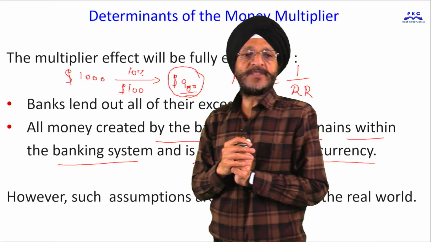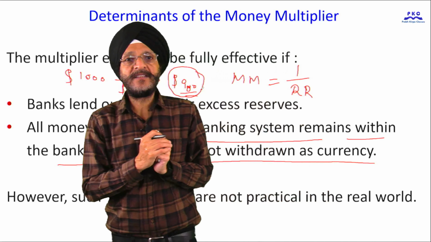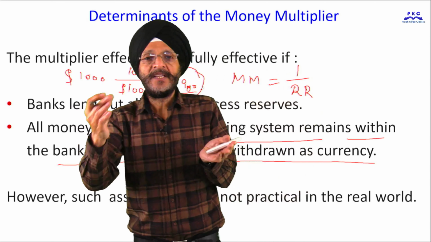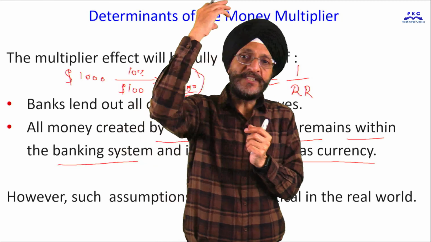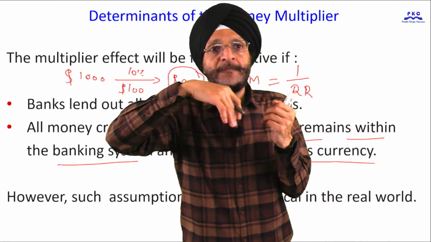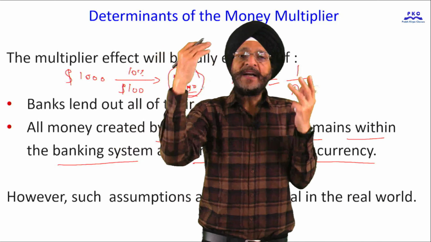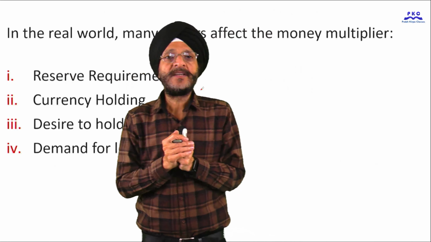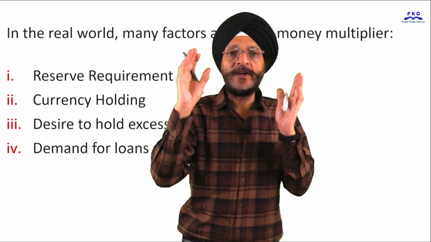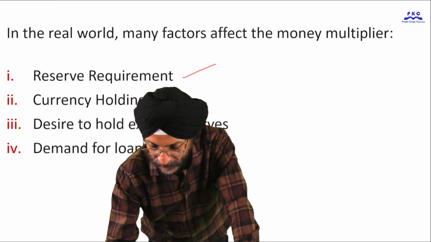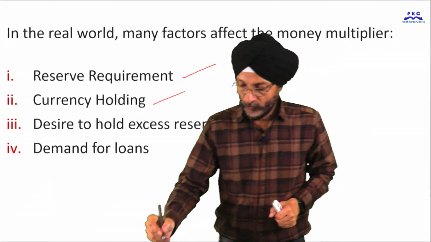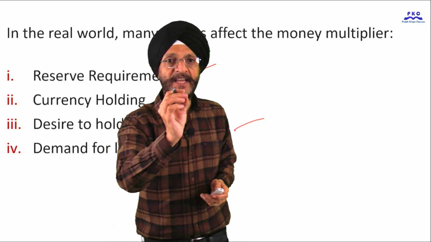However, such assumptions are not practical in the real world. It is also possible that the reserve ratio, which is set by the central bank, may change, which will also affect the money multiplier. In the real world, many factors influence the money multiplier. First is reserve requirement, then currency holding, desire to hold excess reserves, and demand for loans. We will discuss each point one by one.